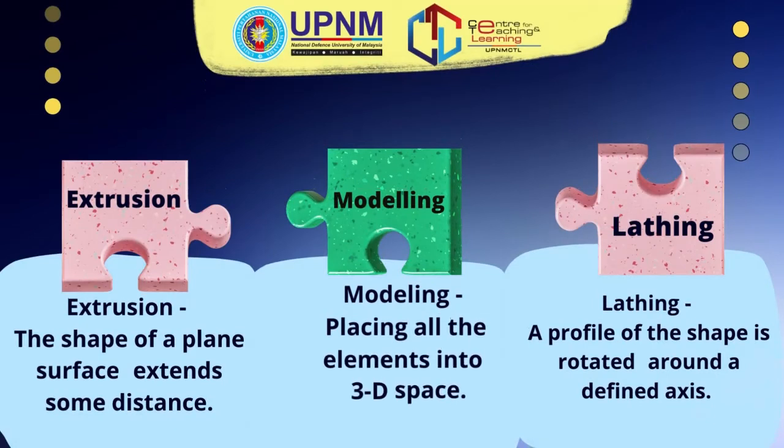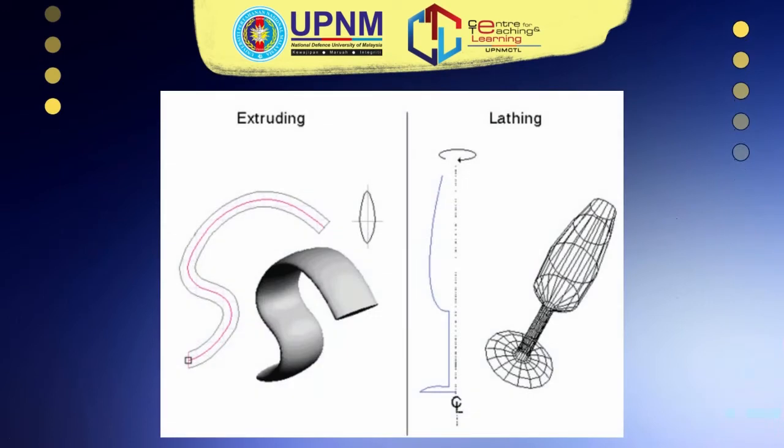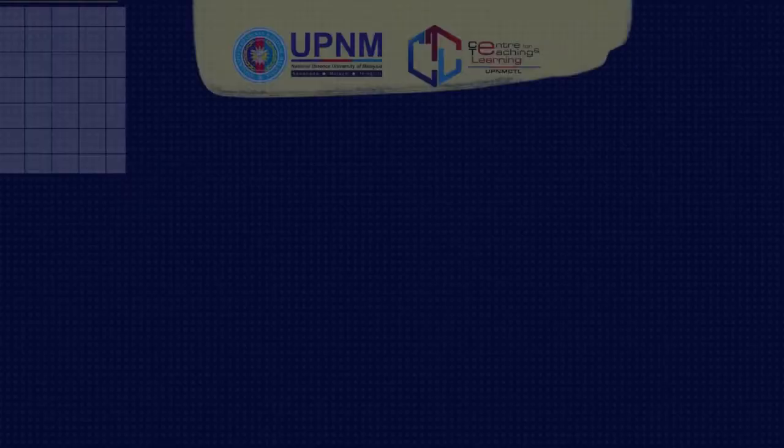Extrusion: the shape of a plane surface extends some distance. Modeling: placing all the elements into 3D space. Lathing: a profile of the shape is rotated around a defined axis. These are examples of how the extruding and lathing processes take place in 3D software.